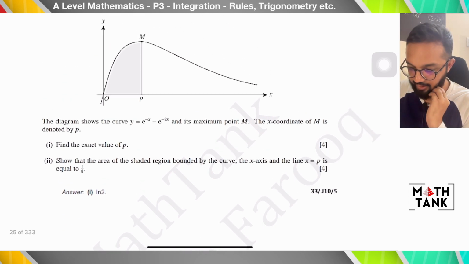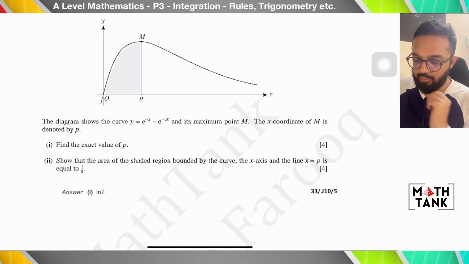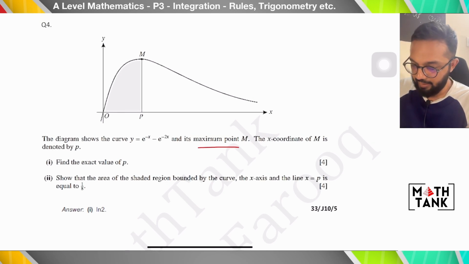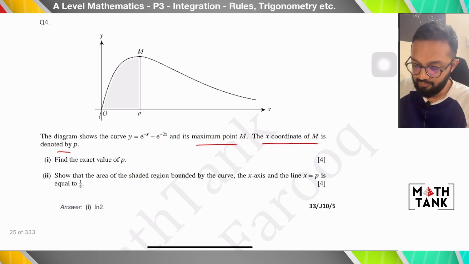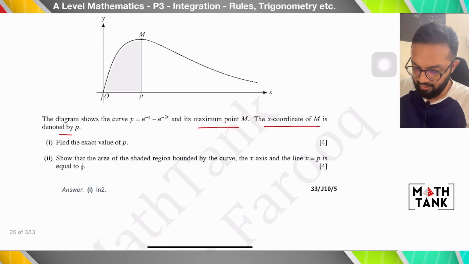This one is about both differentiation and integration. The diagram shows a curve and its maximum point M. The x-coordinate of M is denoted by P. Find the exact value of P.